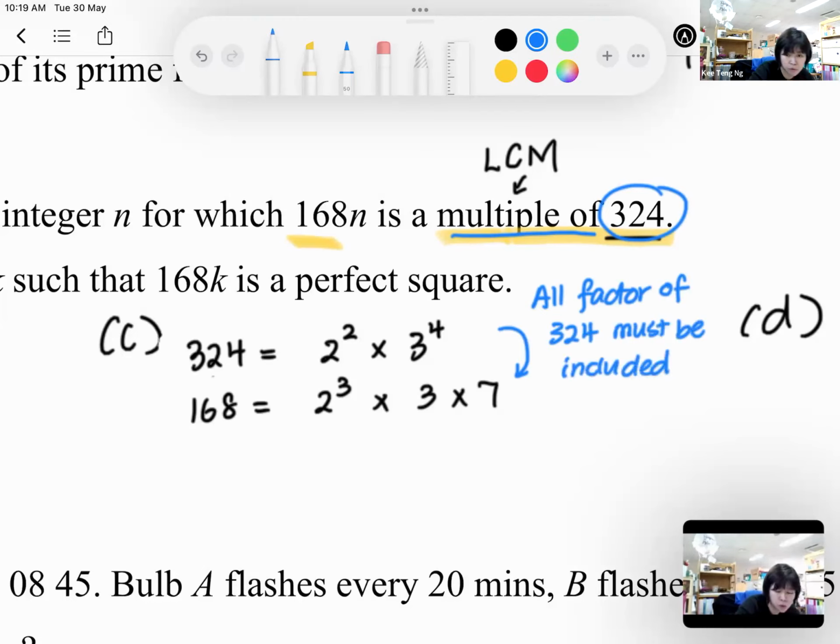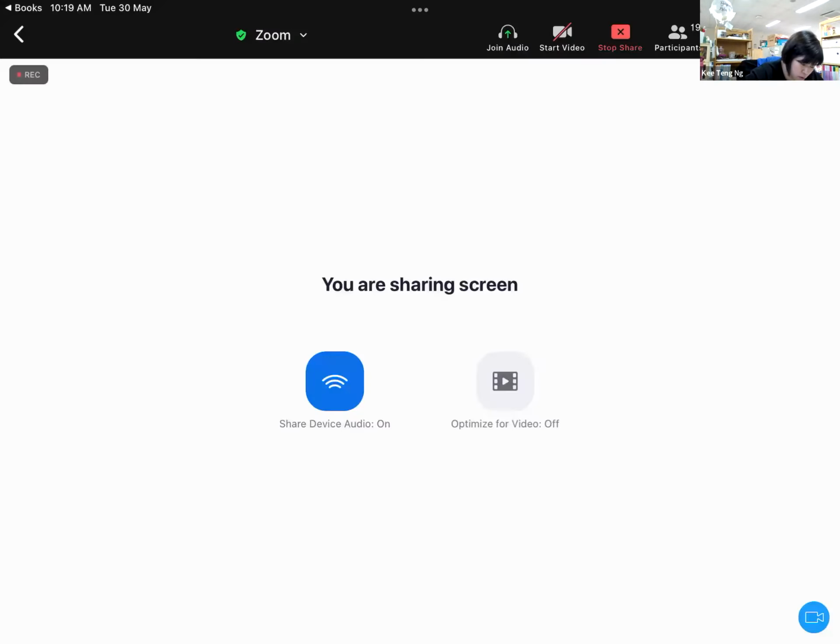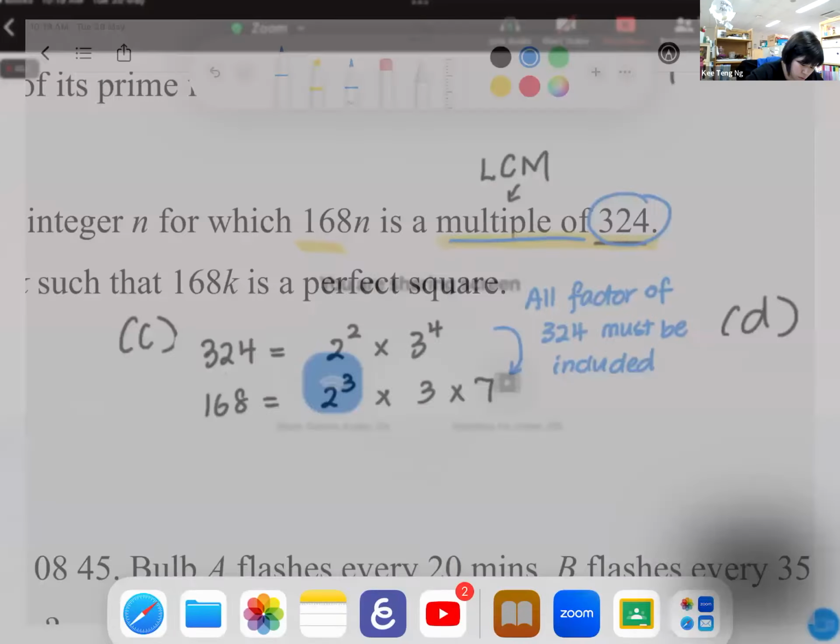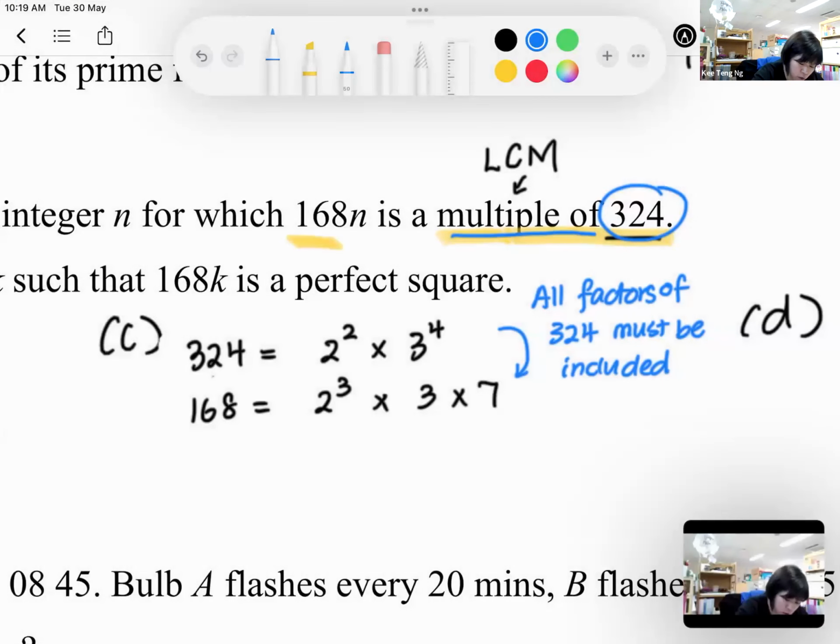Okay, this one is a note for you to remember. So all the factors of 3 to the 4, all the factors of 3 to the 4 must be included. So if all the factors of 3 to the 4 are to be included, let me check. 2 squared, this is already 2 cubed, done. I don't need any extra. In fact, I got extra already. I don't need any more.